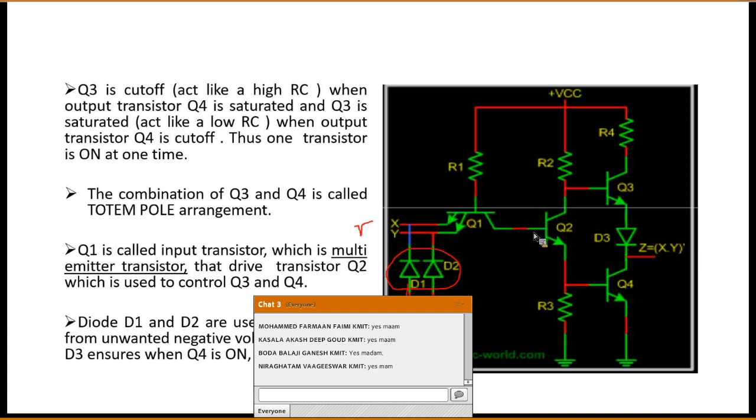Now I'll explain the operation and this totem pole logic. The combination of Q3 and Q4 is called a totem pole logic because at a time only one transistor will be on. If Q3 is on, Q4 will be off, and if Q4 is on, Q3 will be off. Like opposite. If one is on, the other will be off. That also, why, I'll explain. Now we'll see the operation of this. Listen carefully, all of you.